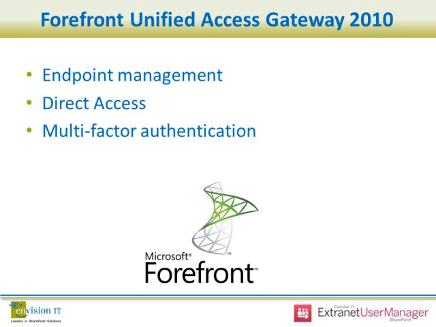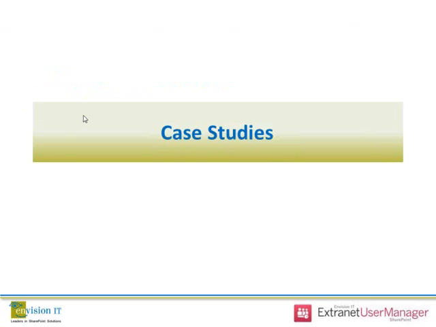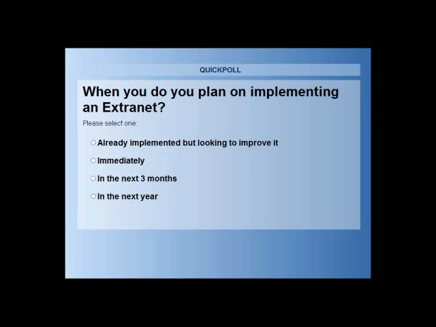Again, still use our product from an identity management point of view, but use TMG or UAG from an authentication point of view. So before we get into the case studies, I want to do another poll. So let me pull this up here. I just want to get a sense of when people are planning on launching an extranet. Maybe it's something that you've already implemented or something you immediately want to do, or it's a little further down the horizon.